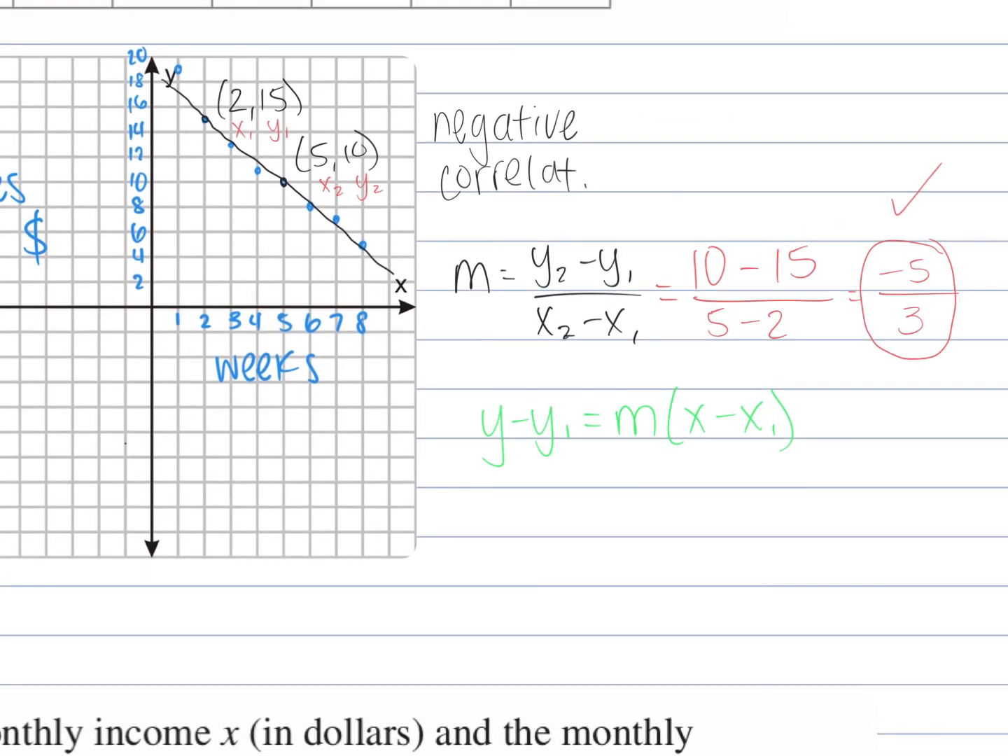I know I need to use point slope form. What do I do from here? Sophia? Plug it in. It's going to be y minus, what was y1? 15 equals, what's my m? Negative 5 over 3. And then x minus, what's x1? 2.